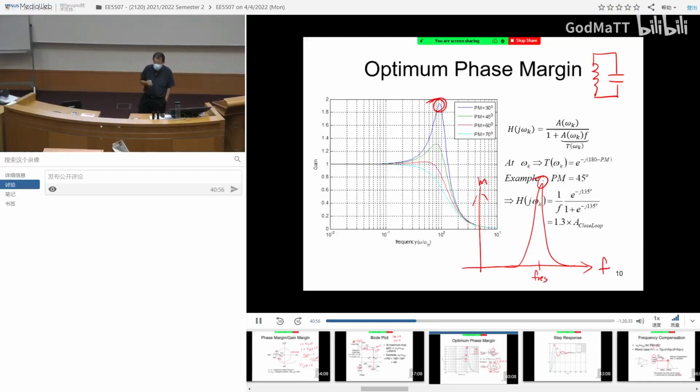Okay? So you can see now why we want to avoid peaking and why we want to pick larger phase margin. They are all related. If you have larger phase margin, you will have smaller peaking and the system has less oscillation, less ringing, and therefore is stable. They are all interlinked together.